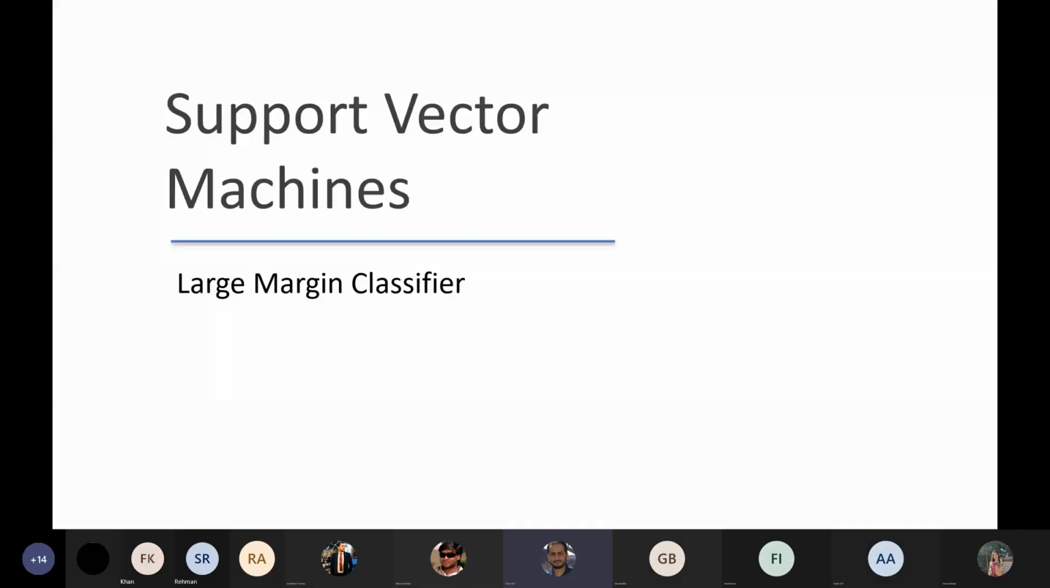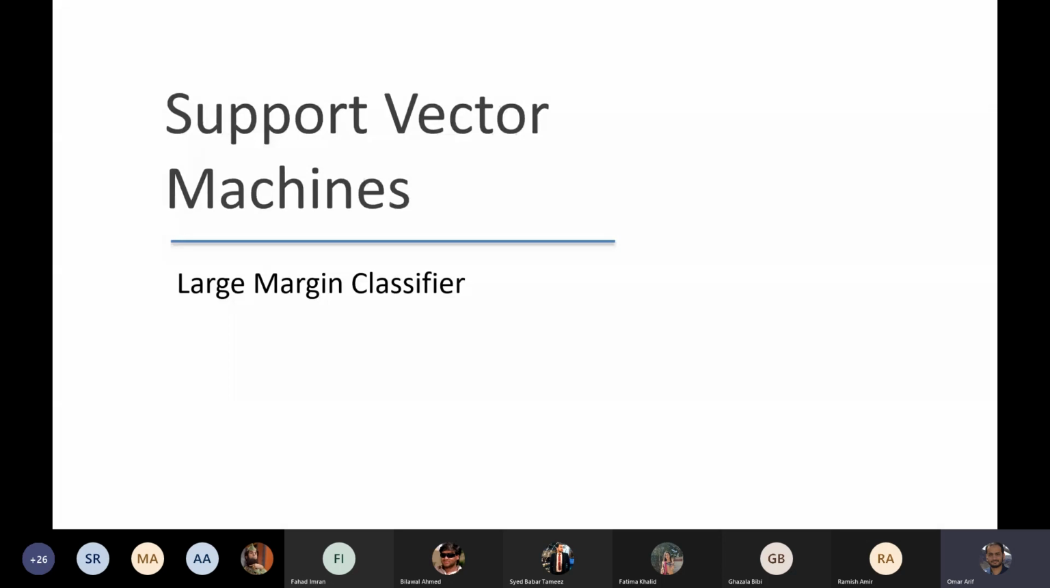Which is also called a large margin classifier. So it is again a classification algorithm. So we have another supervised learning algorithm.